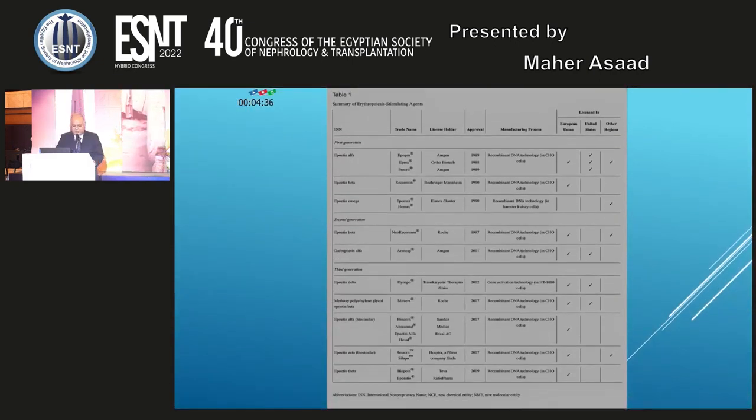This is a quick résumé of the erythropoiesis stimulating agents, starting from the very beginning with epoetin alpha, epoetin beta, and epoetin omega. These are the first generation. The second generation, epoetin beta and darbepoetin alpha. The third generation, epoetin delta, the erythropoietin receptor stimulating agents, and epoetin zeta and theta.